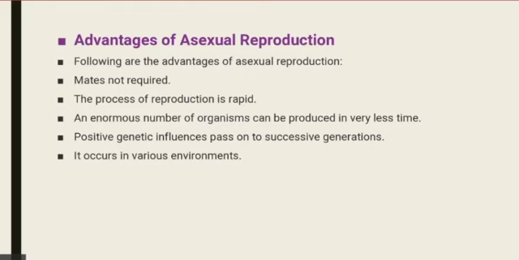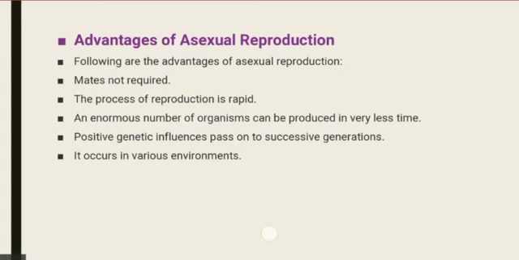Positive genetic influence is passed to the successive generations. That means they are very much close to their parents. Whatever positive qualities are there in the parents will be copied into their younger ones. And it occurs in various environments. These are the advantages of asexual reproduction.